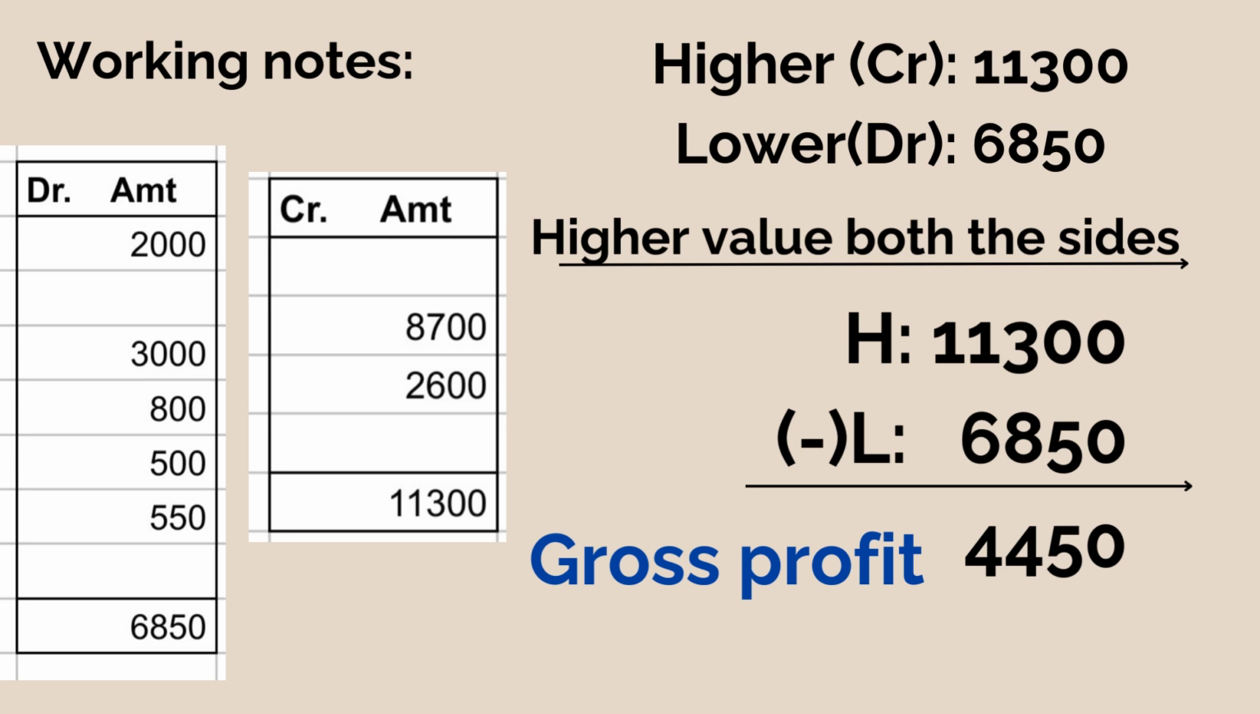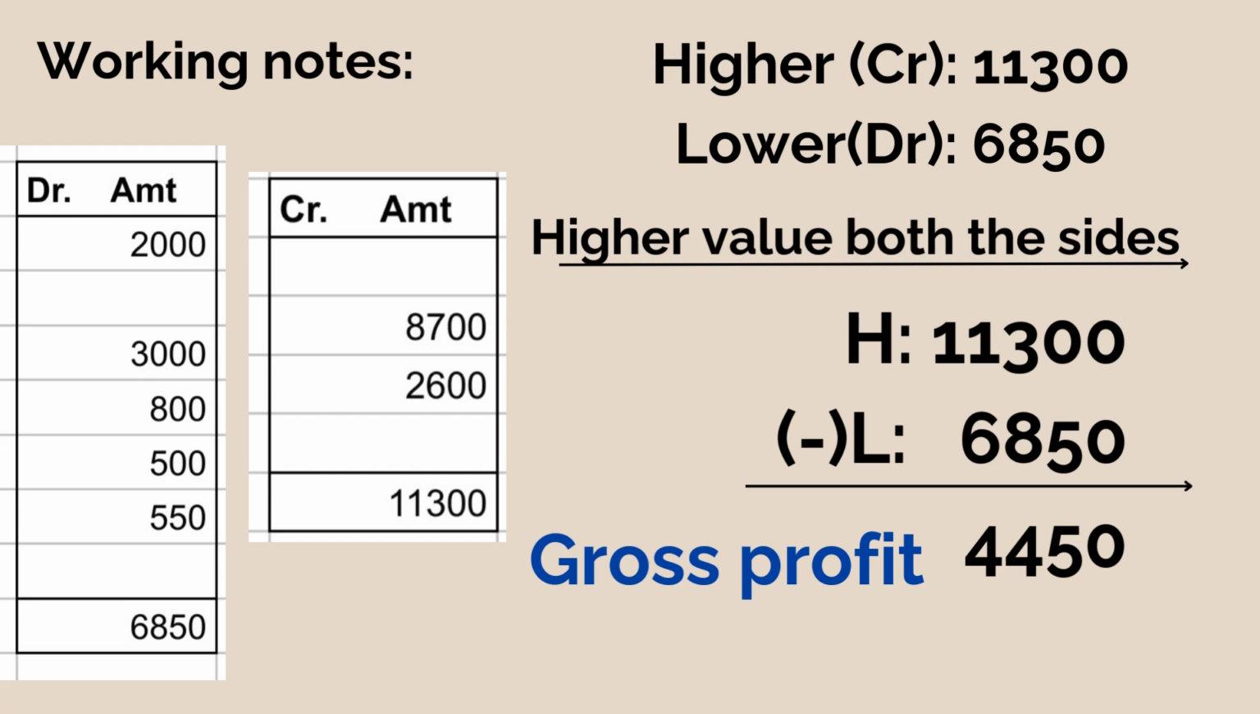Now let's see the working notes on how to calculate gross profit. Here I have clearly mentioned the totals of debit and credit. We have the debit total of 6850 rupees and the credit total of 11300 rupees. So find out the higher value and the lower value. Here we have the higher value on the credit side, that is the income side, 11300, and the lower value on the debit side, which is the expenses, that is 6850 rupees. Now what you need to do? You need to write the higher value on both sides and do higher value minus lower value.